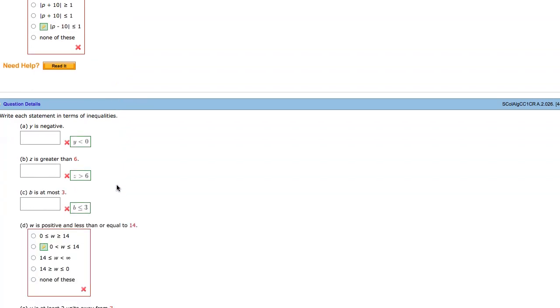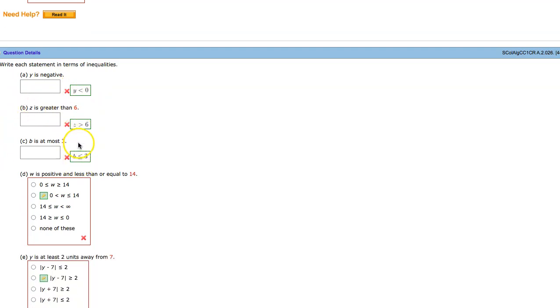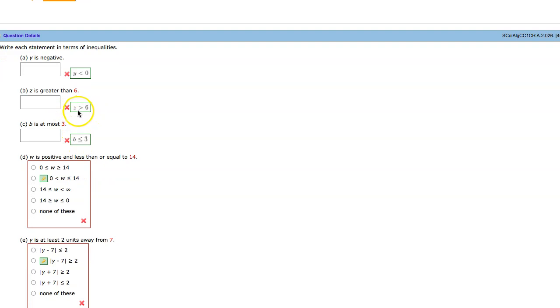Now, number 16, write each statement in terms of inequalities. If y is negative, strictly negative, it's less than 0. If z is greater than 6, well, z greater than 6. The mouth opens up towards z. Now, negative, guys, remember what that means. That means you're less than 0, and the mouth is away from y.